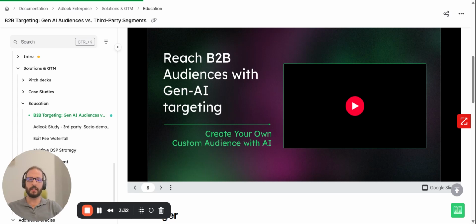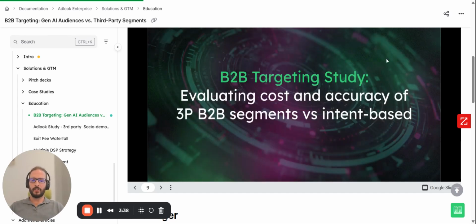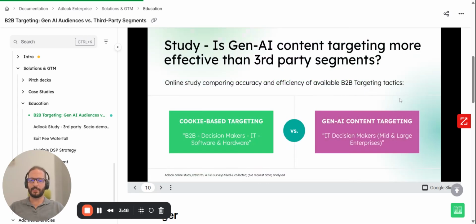It searches millions and millions of sites, and it gives you the ones that match the most with your target audience. So we actually did a study to see how effective Gen AI targeting is versus traditional third-party cookie targeting. I think the results will shock you.